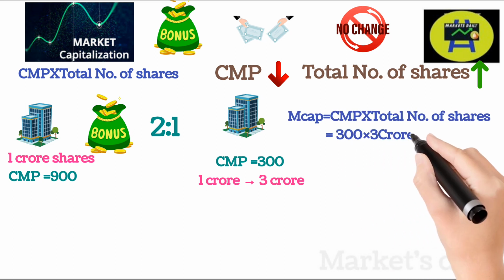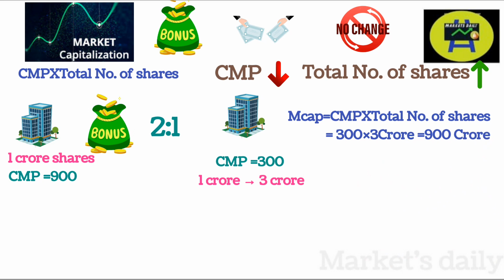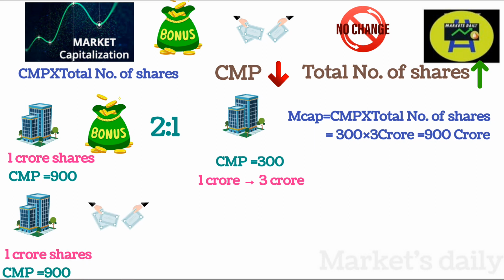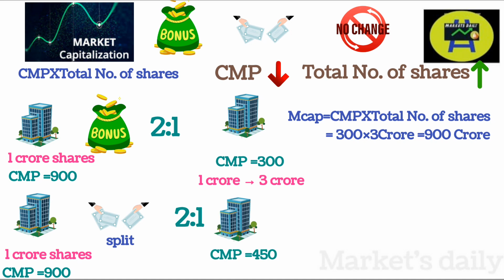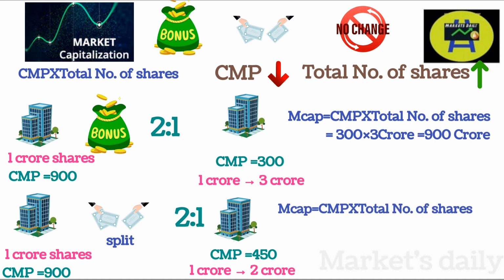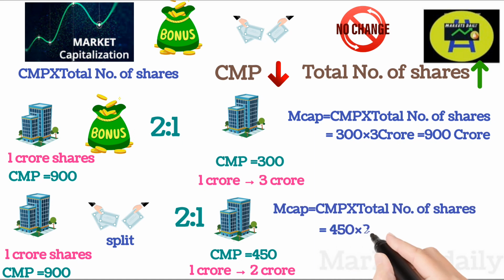Similarly, for a stock split, let's assume the company X has 1 crore shares and the current market price is 900 rupees, and the company has announced a stock split in the ratio of 2:1. The current market price of the company would get changed to 450 rupees, and the number of shares would get increased from 1 crore to 2 crores. So overall, the market capitalization would still remain as 900 crores. That is 450 rupees into 2 crores.